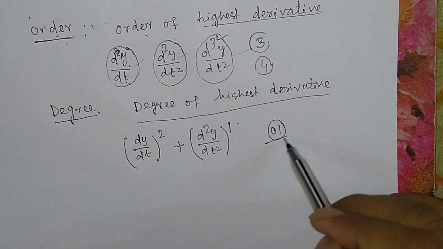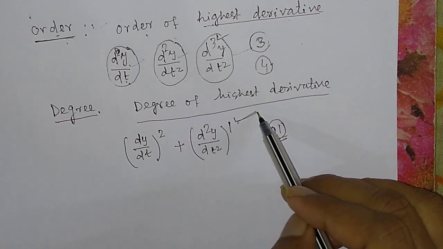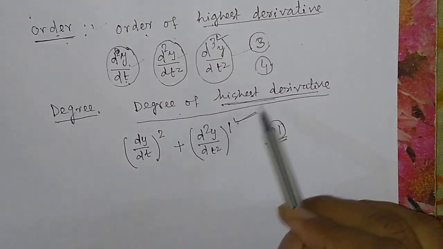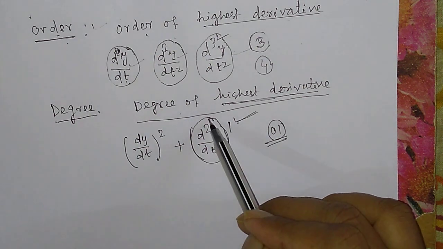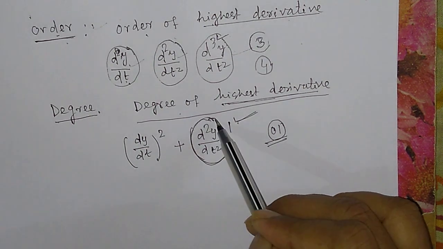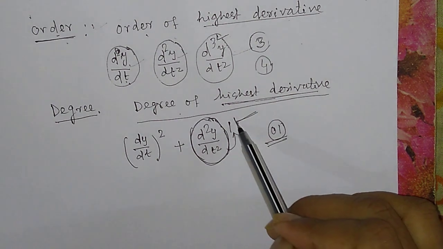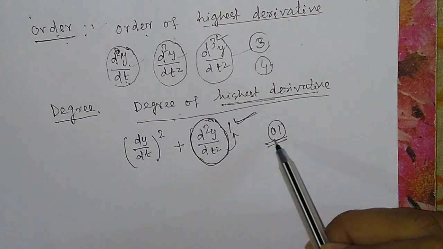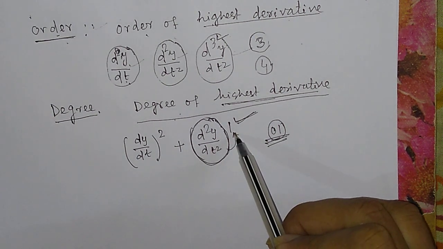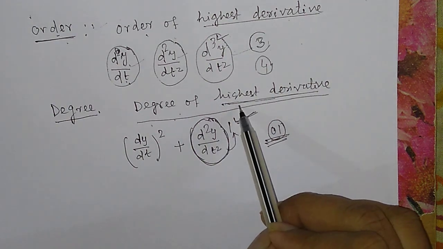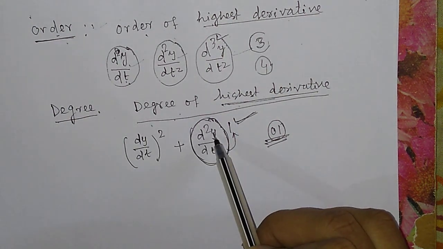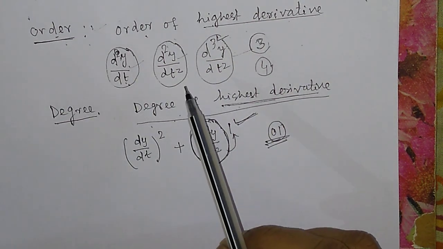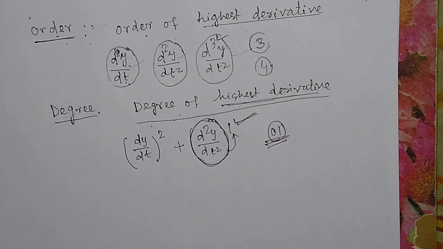Remember, the degree of the differential equation will be equal to 1, because the degree of the differential equation is the degree of the highest derivative. Here the highest derivative is the second derivative. Now what is the degree of the second derivative? It is equal to 1. So the degree of the differential equation will be equal to 1. So the degree of the highest derivative is called the degree of the differential equation, and the order of the highest derivative is called the order of the differential equation. These two terms you have to remember.